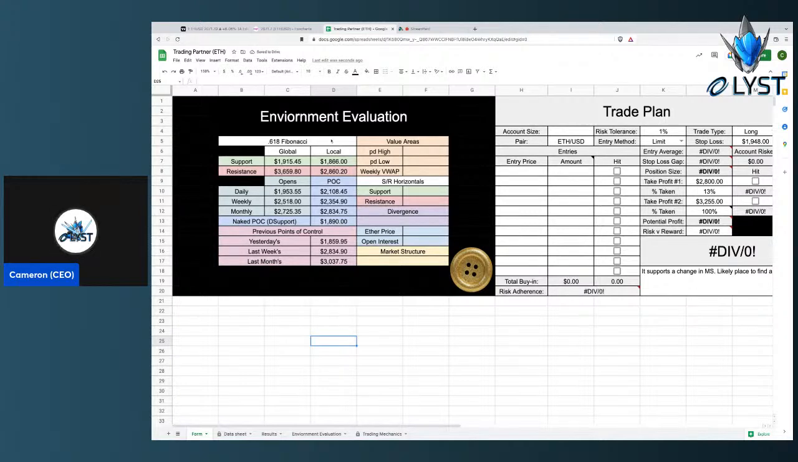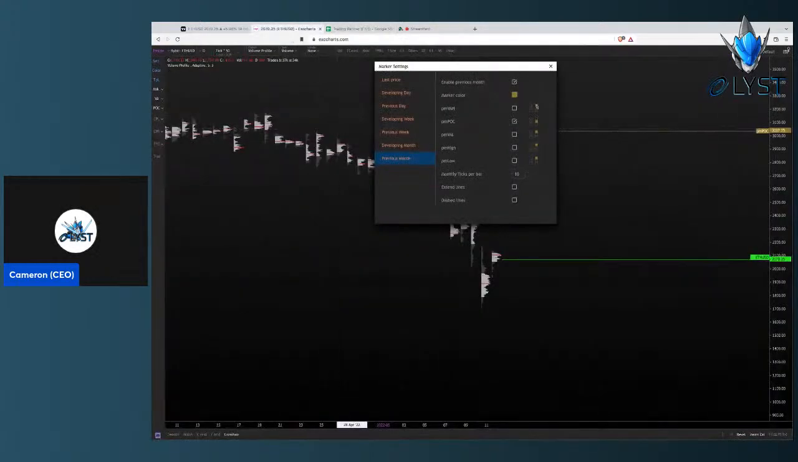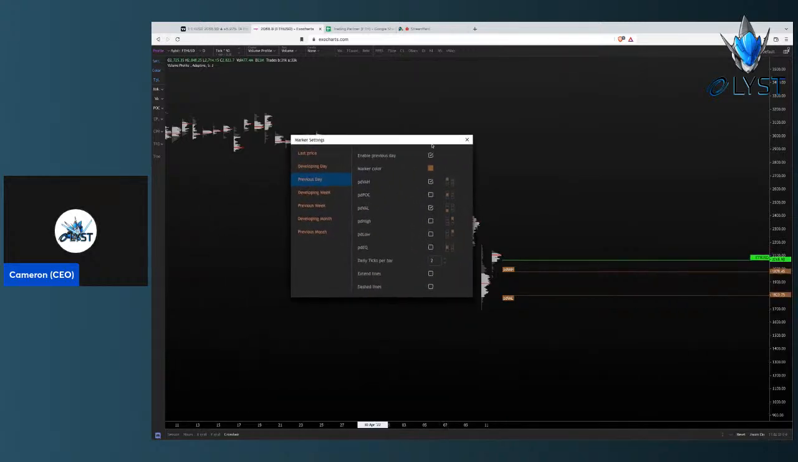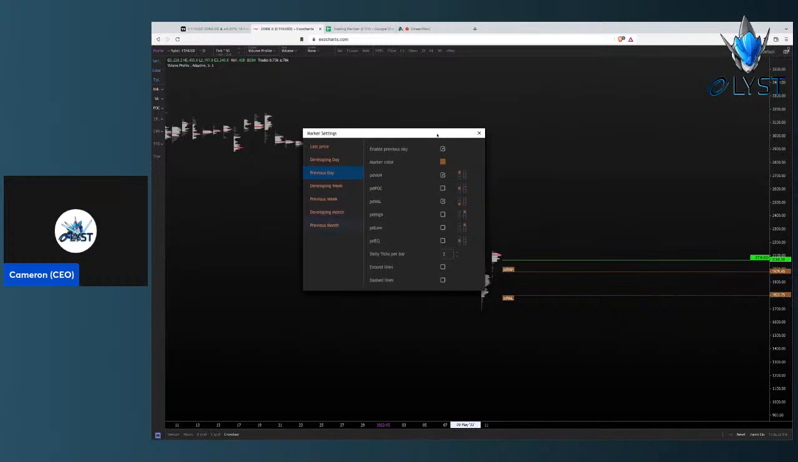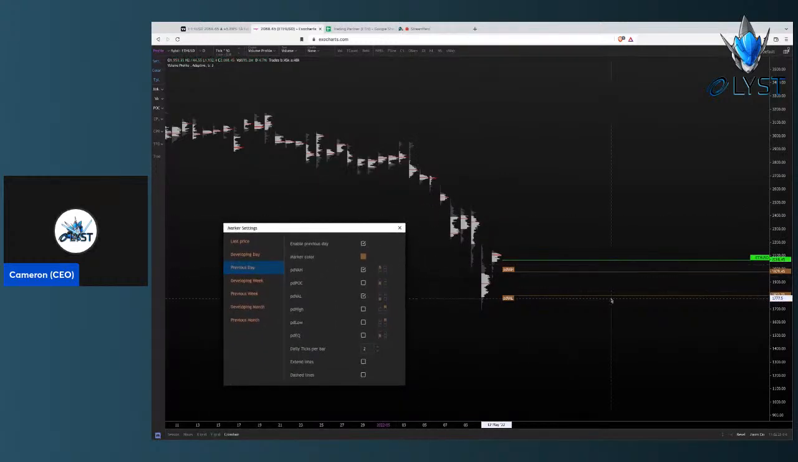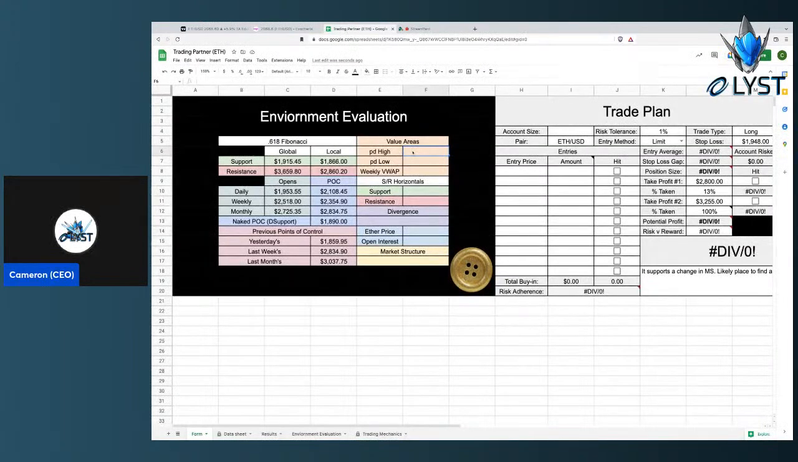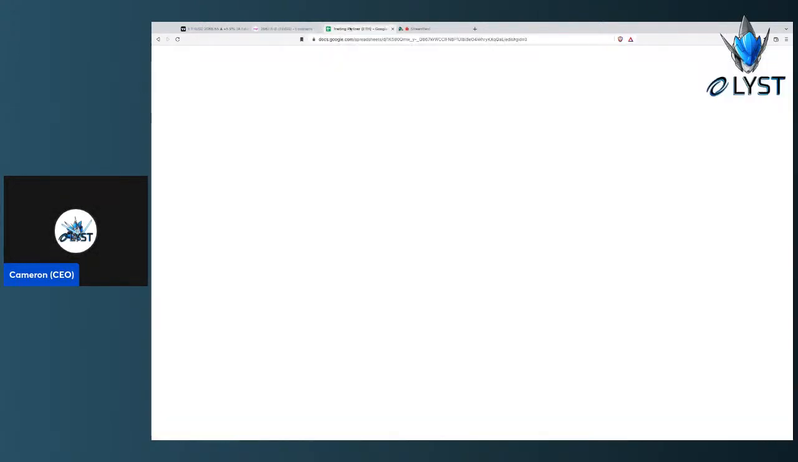So we've got this much filled out. Now the last thing: previous day high, low, weekly, VWAP. We'll go there. So here we go, previous day. Turn that off. We'll do value high and value low. Sorry, it's following me around. All right. So the value area high for yesterday is 1979.45, and then the low is 1803.75.